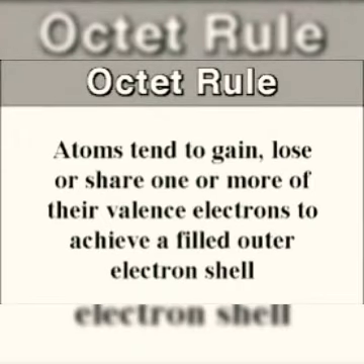Have you ever thought what is the reason for chemical reactivity of elements that you studied last year? The elements are combining to form compounds or molecules to become octet or to attain stability. So what is the octet rule? Atoms tend to gain, lose or share one or more of their valence electrons to achieve a filled outer electron shell.